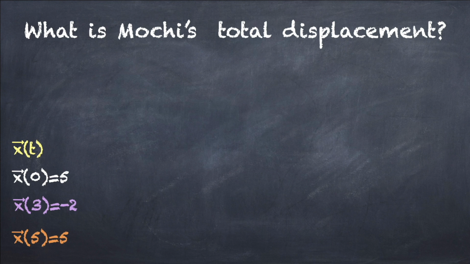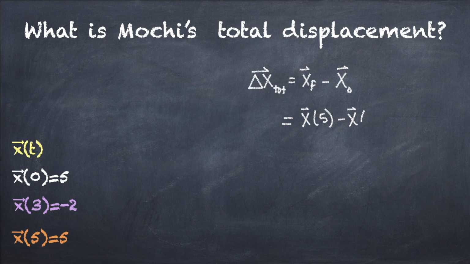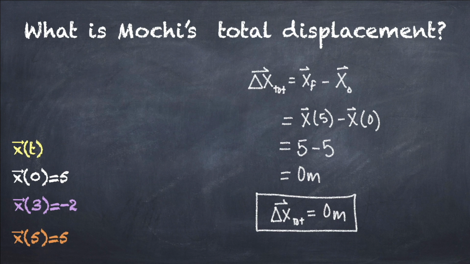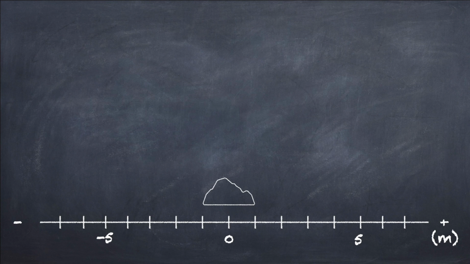Conversely, let's consider Mochi's total displacement. Let's start with our definition. The total displacement is equal to the final position minus the initial position. That is, Mochi's position after 5 seconds minus his initial position at 0 seconds. Then we substitute in numbers, 5 minus 5, which gives us a whopping total of 0 meters. There you have it, folks. Mochi's total displacement was 0 meters. Nada. Zilch. Nuttin'. What?